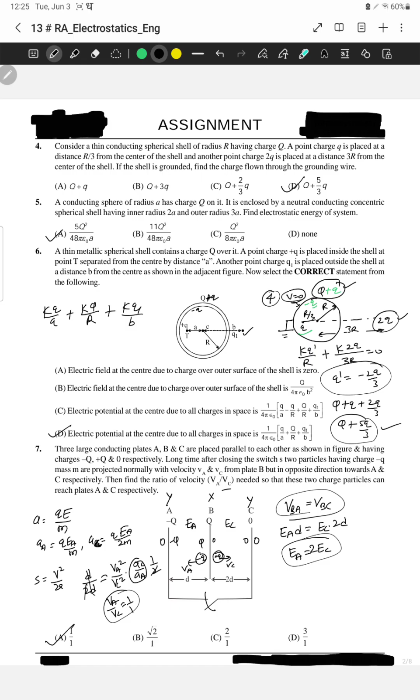Okay, so that's another question from this electrostatics chapter. Let's move to the next question.